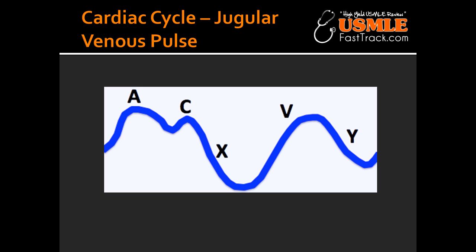What is the X descent? X descent is the atrial relaxation and a downward displacement of the closed tricuspid valve during ventricular contraction. What is the V wave of the jugular venous pulse? This happens due to an increase in the right atrial pressure due to the filling against a closed tricuspid valve. What is the Y descent? Y descent is the blood flow from the right atrium to the right ventricle.